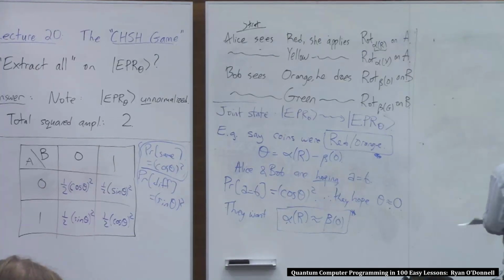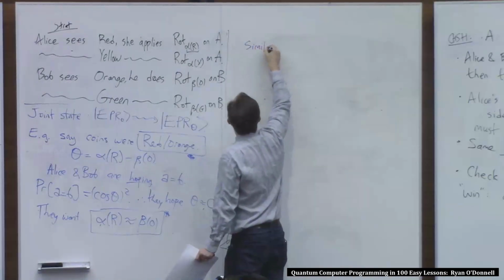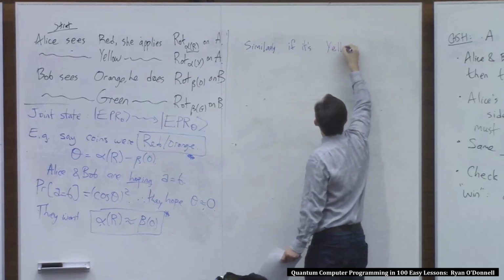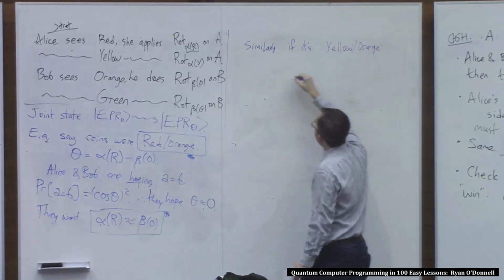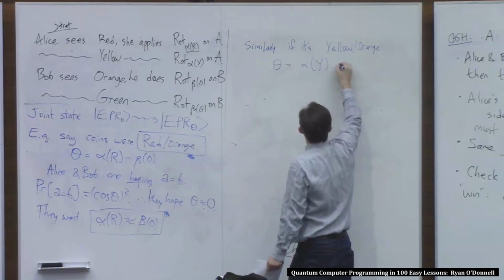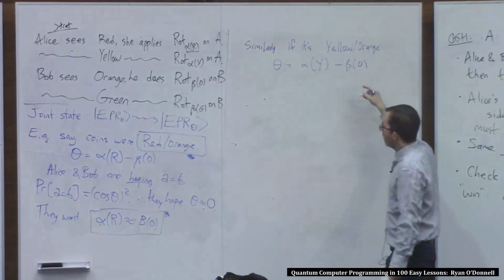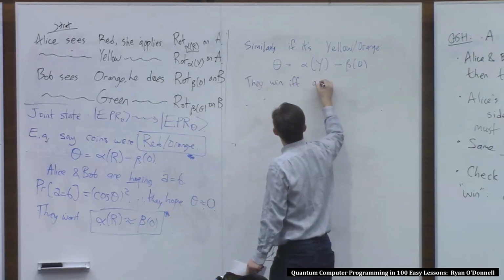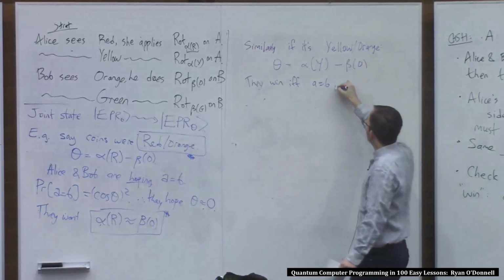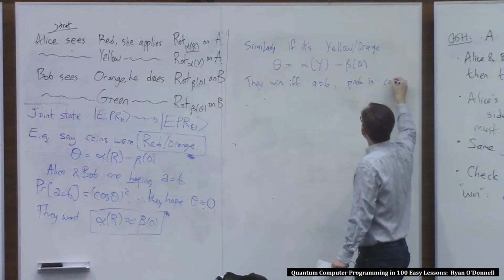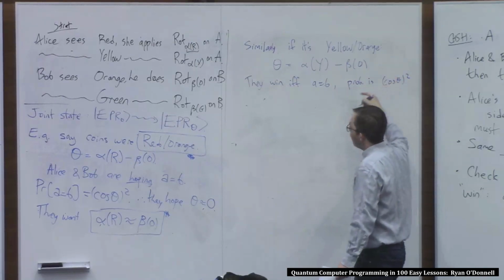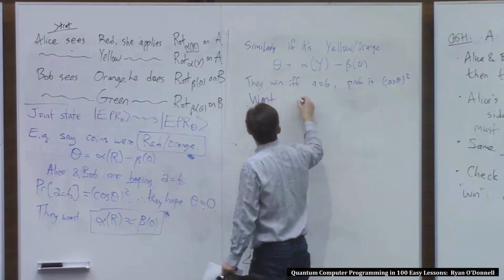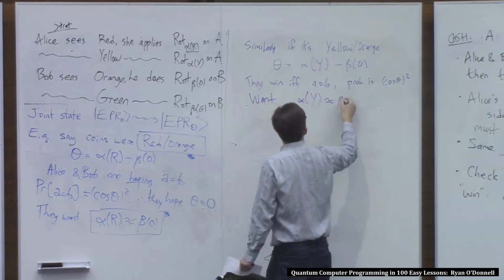So similarly, if it's yellow-orange, then theta becomes whatever the yellow angle is minus the orange angle. It's always like this. And then they win if and only if, again, A equals B, because in the yellow-orange case, they're trying to be the same, which has probability cos theta squared again, which again means they want theta to be as close to 0 as possible, which means that they want alpha yellow to approximately equal beta orange.